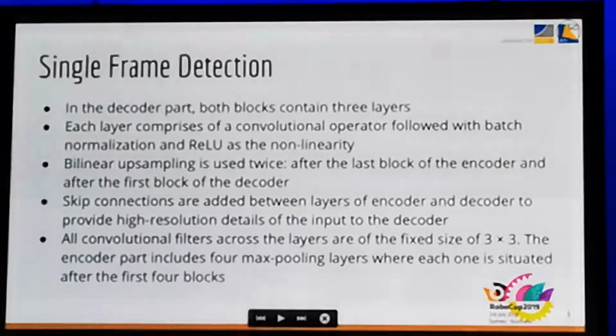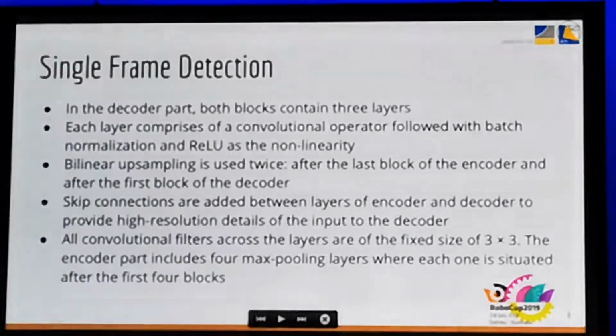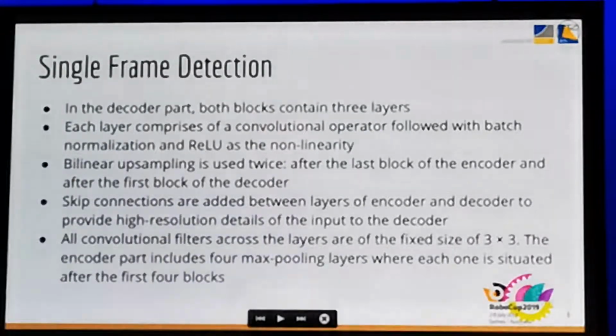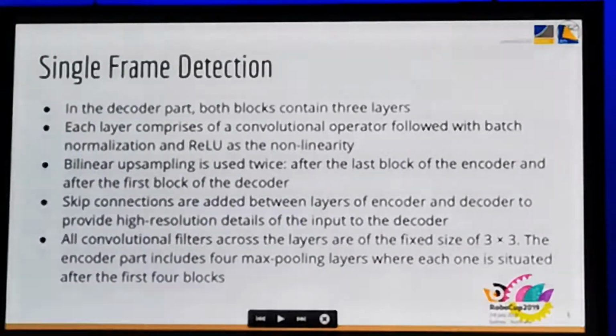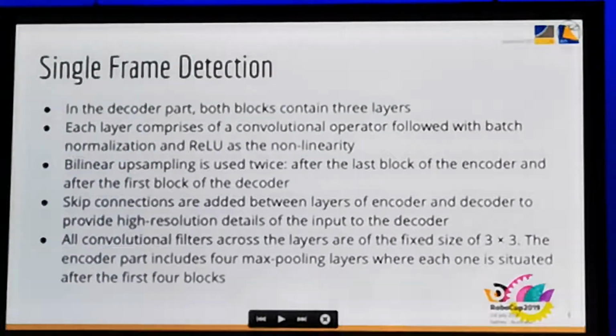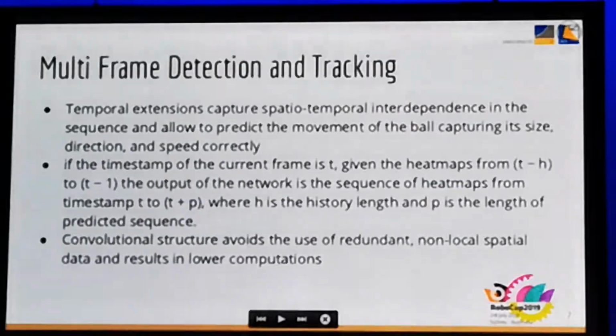Bilinear upsampling is used twice, after each block of the encoder and after the first block of the decoder. Skip connections are used to preserve the fine-grained detail from encoder to decoder. This is commonly used in many segmentation networks like UNet, VNet. All convolutional filters across the layers are a fixed size of 3 by 3. The encoder part includes 4 max pooling layers, where each one is put after the first 4 blocks.